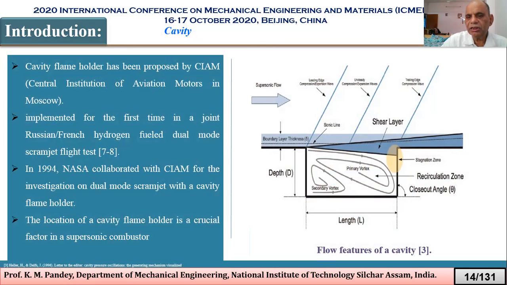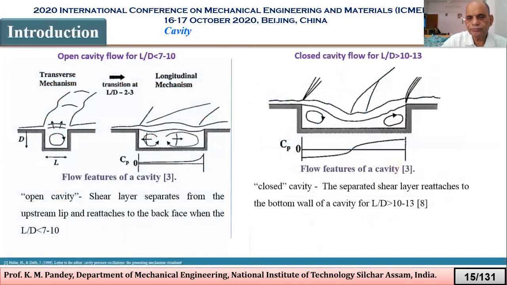So for the cavity, here we can see in the diagram that the primary vortex is there, then one secondary vortex is also there, and the recirculation zone is inside the primary vortex. Then there is a transverse mechanism also, and then a longitudinal mechanism also. So these are the flow features of a cavity.